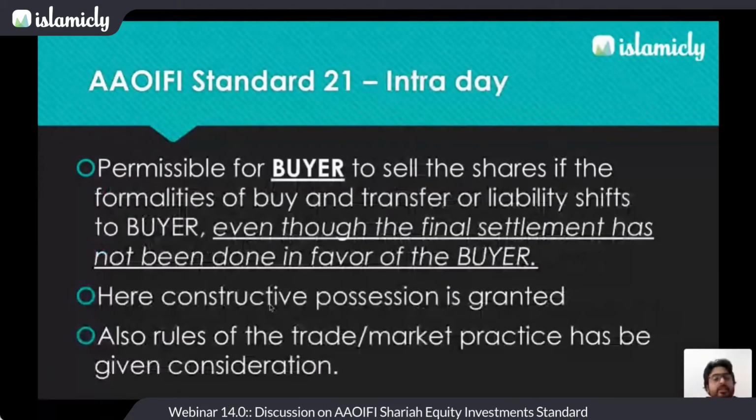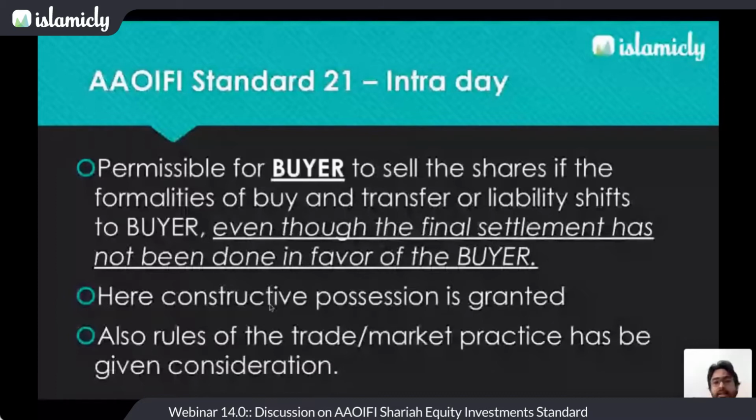Now, this is a very important thing which everybody keeps asking on a lot of forums: is intraday permissible or not? Now, it's the AAOIFI standard, section 3/7. Section 3/7 talks about it being permissible for a buyer to sell the shares if the formalities of buy and transfer or liability shifts to the buyer, even though the final settlement has not been done in their favor. So what it means is it is permissible for you to sell the shares if the buy formalities have been completed. Here, constructive possession is granted. AAOIFI takes into consideration that if you get constructive possession of your stock as a buyer and all the risks and liabilities of being a shareholder transfer on to you, then you are good to sell it.